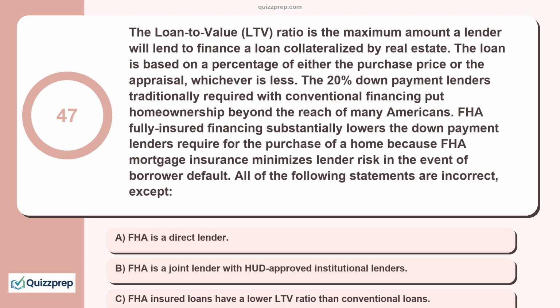All of the following statements are incorrect, except: A. FHA is a direct lender. B. FHA is a joint lender with HUD-approved institutional lenders. C. FHA-insured loans have a lower LTV ratio than conventional loans. D. FHA insurance premiums may be paid at the close of escrow or financed into the loan.